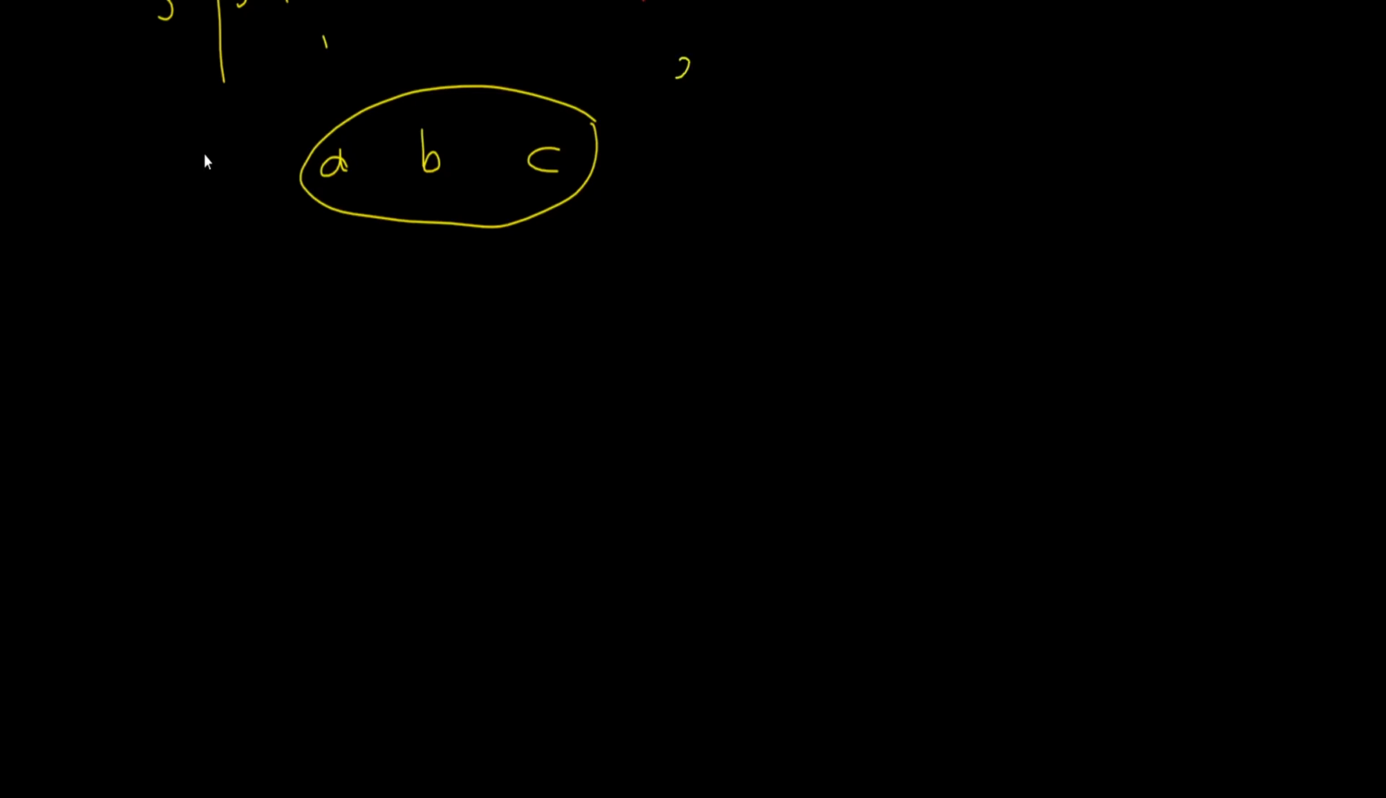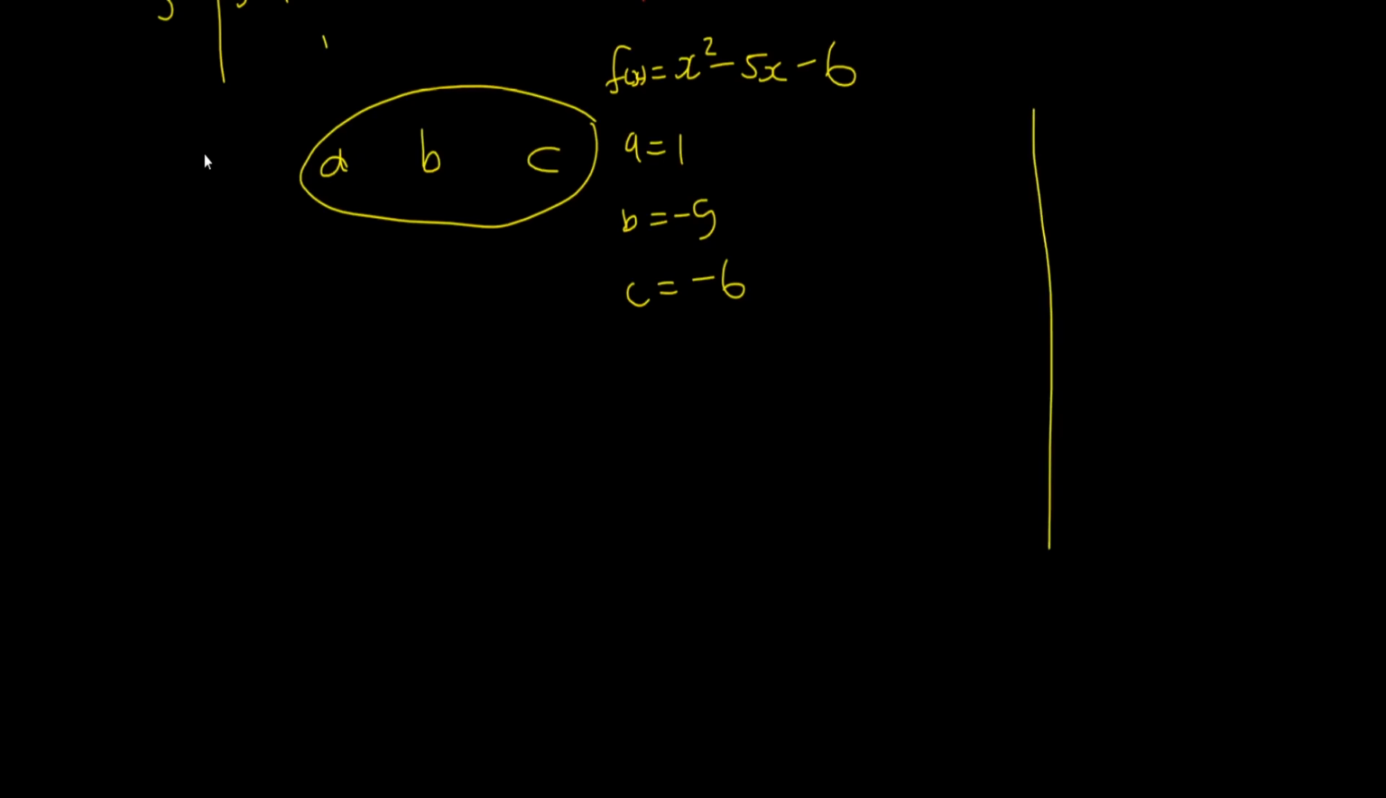You have f of x equal to x squared minus 5x minus 6. So you have the value of a equal to 1, the value of b equal to minus 5, and the value of c equal to minus 6. So from here, I want you to already see what's going to happen to your graph. You can pause the video and do this and then come back to it. We won't sketch this out. I just want you to have a visual graph in your head of how it's going to look.